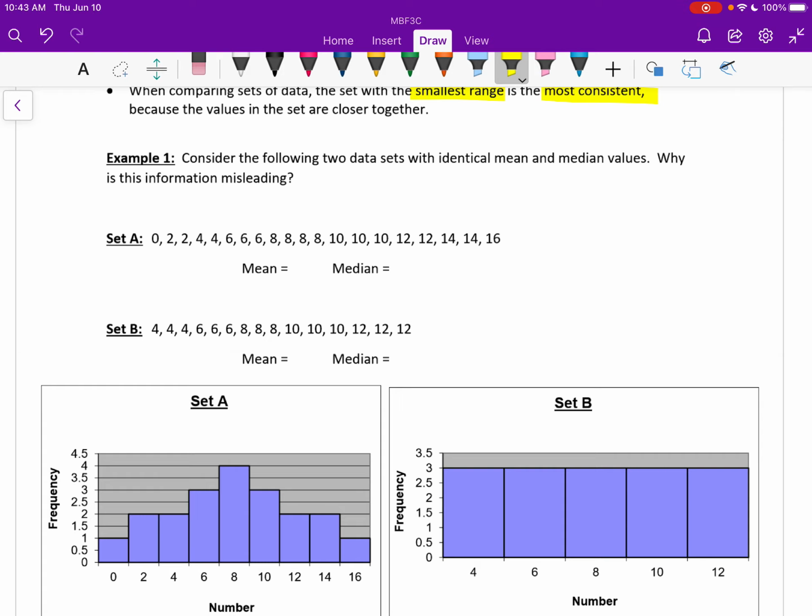So if I'm going to count this, there's 1, 2, 3, 4, 5, 6, 7, 8, 9, 10, 11, 12, 13, 14, 15, 16, 17, 18, 19, 20. 20 sets of data. I'm going to just add everything together.